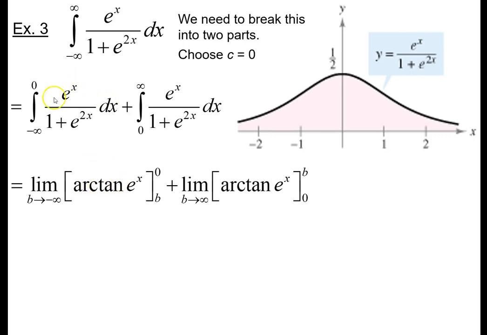Actually, if you pause the video and work this out, this isn't that bad. This is a u substitution. If you let u equal e to the x, the derivative, of course, is e to the x, and you'll see this fits your arctan rule. In any case, we've got the antiderivative is arctan e to the x.